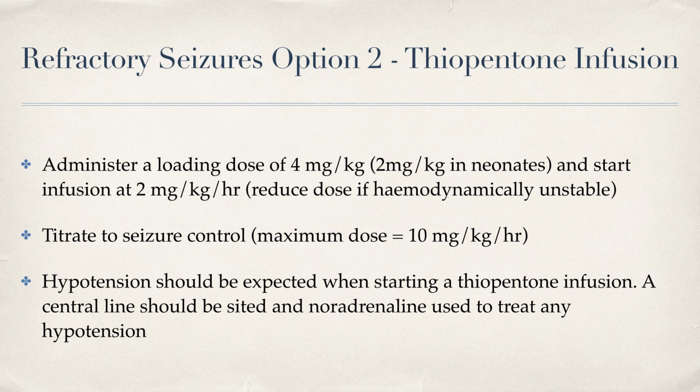With thiopentone infusion, you should expect hypotension, and a central line should be sited. And if any hypotension occurs, it's likely to be due to vasodilatation, so noradrenaline would be the ideal drug to treat any hypotension.